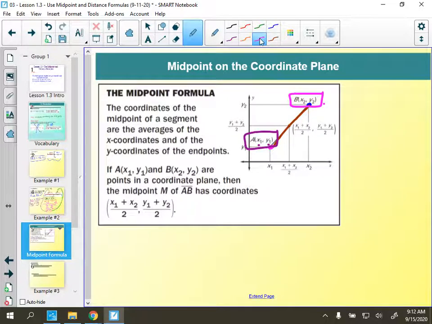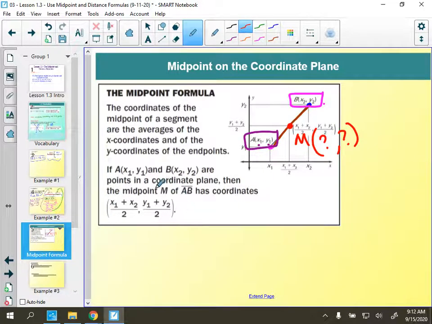Okay? And I know you can read here what's going on. But basically, if we're on a coordinate plane and we want to say, all right, I've got this segment here, segment AB, and we're interested in finding its midpoint right here, point M, we're going to call it point M. What are those coordinates of M? I don't know. Here's our formula for it.